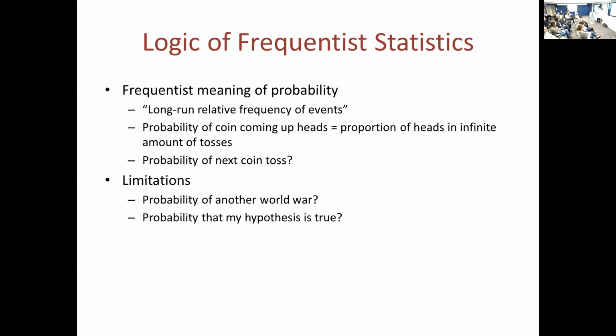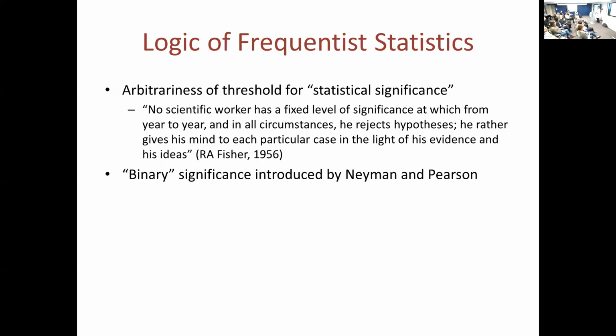It's not measurable. And then, of course, there's this other issue, which I think we all appreciate, regardless of whether we're Bayesian or frequentist in our inclinations, that often people are far too arbitrary in the way in which they decide what counts as statistical significance. And the interesting thing is that R.A. Fisher, who was one of the first to come up with this method of calculating the p-value himself, did not have any notion of an arbitrary level of significance. He thought nobody should work with a fixed level of significance, but rather give your mind to each particular case in the light of the evidence and ideas.